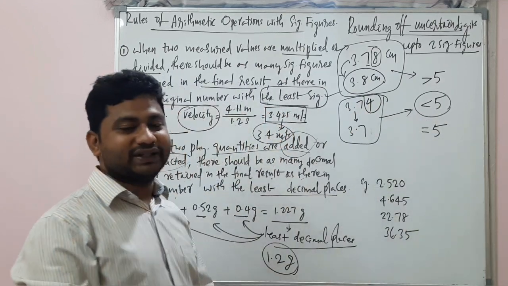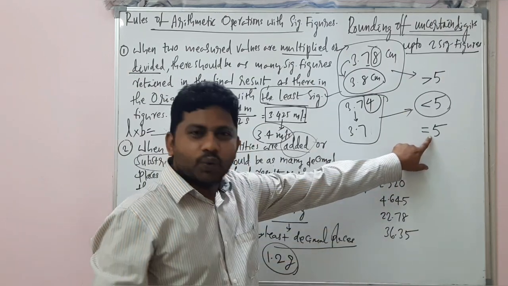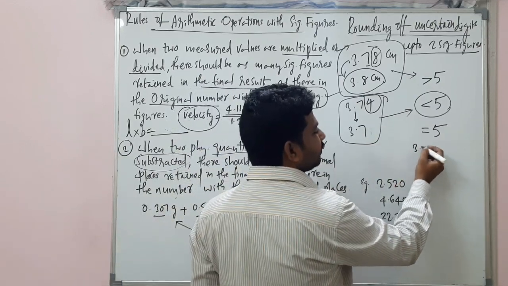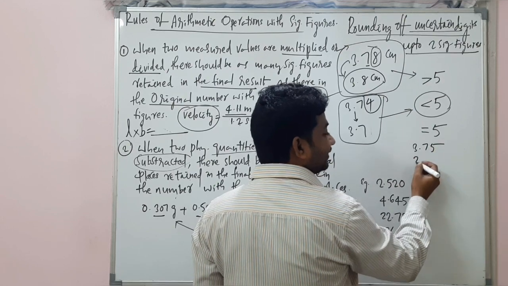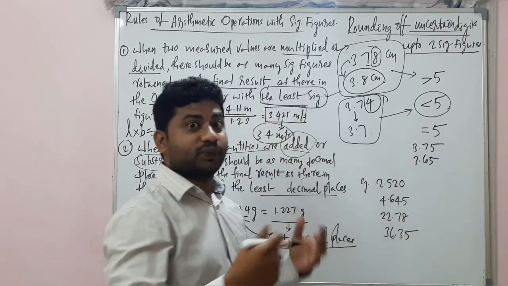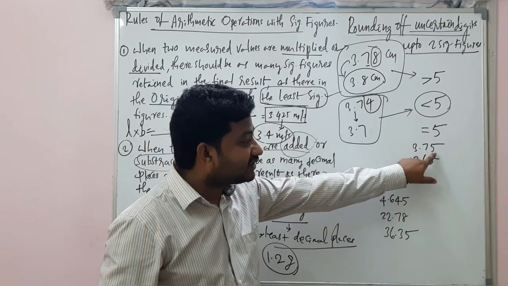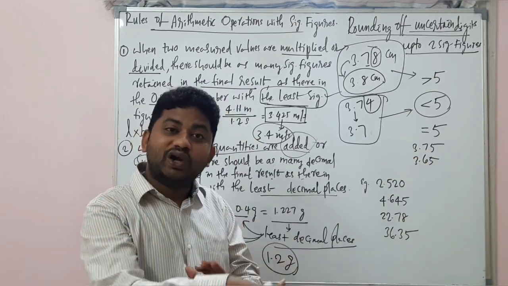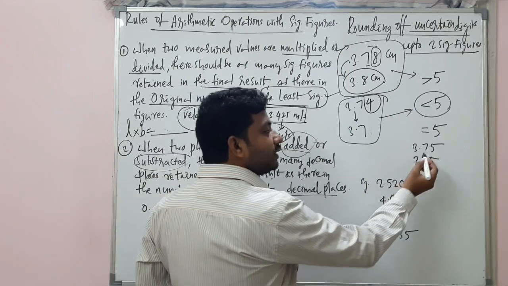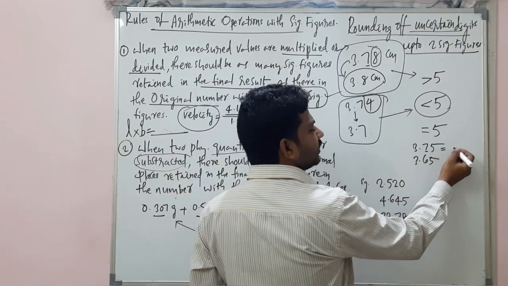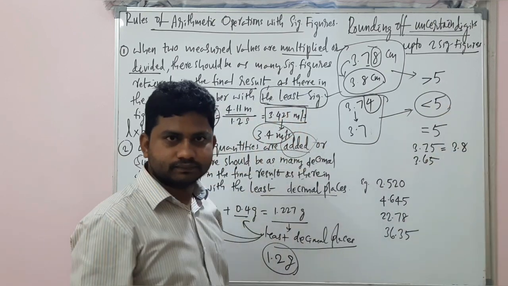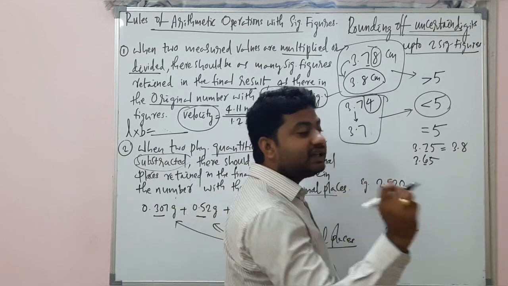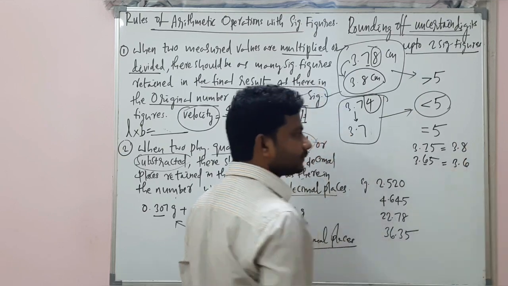Now, the most important point. If the number you are going to round off is equal to 5. So, let me write here. It's 3.75 and 3.65. Look at here. Both possibilities are there. And the preceding digit of this uncertain digit may be odd or may be even. If the number is odd, just raise it by 1. If the preceding digit before your uncertain digit is even, just write it as it is. Alright, my dear students.